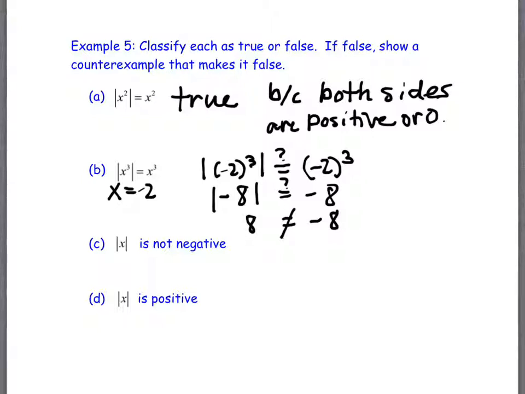How about part C? It says the absolute value of x is not negative. Is that a true statement or a false statement? Is that true or false? It's true. The absolute value of x is not negative. How is C different than D? One says not negative, the other says positive. Why are they both here?